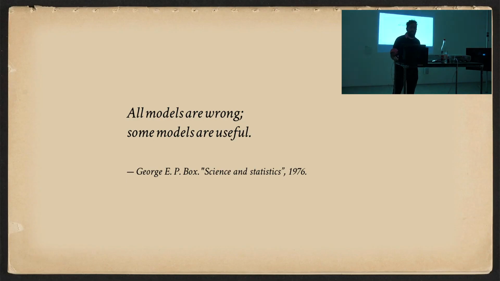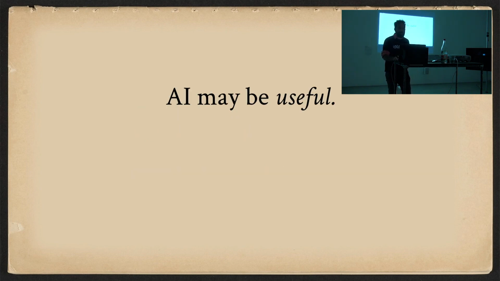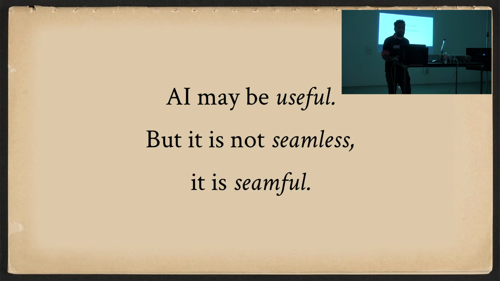So to conclude, AI may be useful, and it's useful in many, many aspects of our lives, but it's not seamless. It is seamful. It's full of seams, and we should still look at these seams and understand that what happens in these seams is actually us. It's our politics, our relationships, our power structures. We have not created seamless, perfect machines that would do our messy and complicated job of living with each other, which is a good thing.